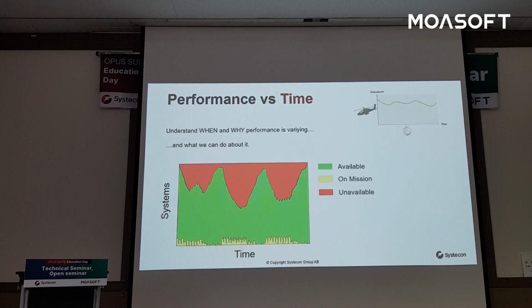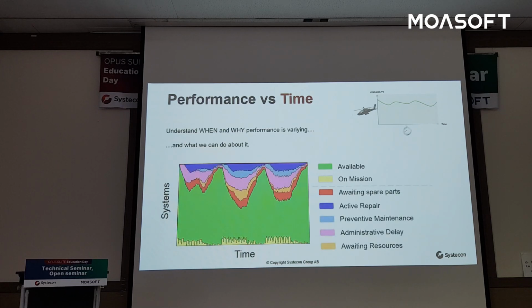And then the rest are obviously unavailable, which means that they are not ready to go into operation. Then we want to understand this red part. Why are we unavailable? We can look at another graph, splitting up this red section into different colors. Here we have the red one showing how many systems are expected to be awaiting spare parts. So they are stopped from operation because they're waiting for spare parts.